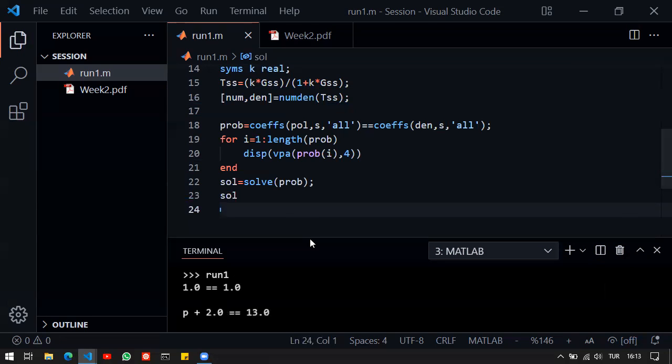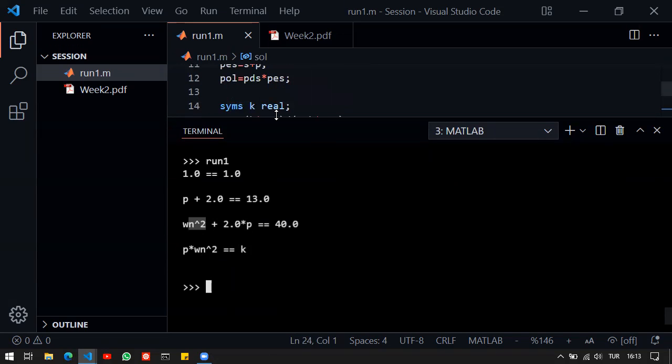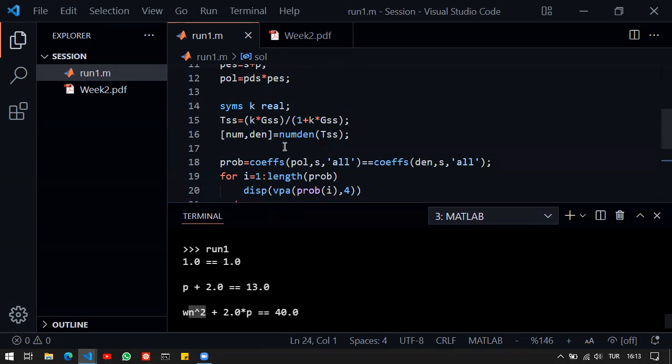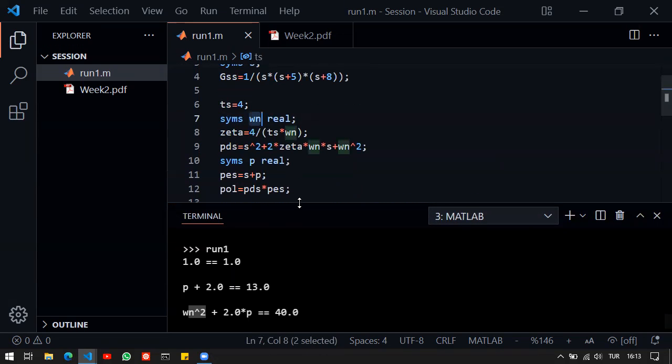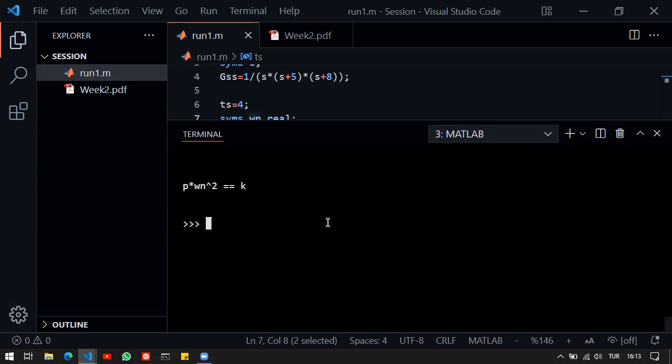Now, of course, since I have omega n squared in the equations here, and the symbolic toolbox does not know if it's a positive value or not, the only thing that I've told the symbolic toolbox is that omega n is real. Therefore, there will not be a unique solution, there will be a symmetric solution. Let's see what it is.